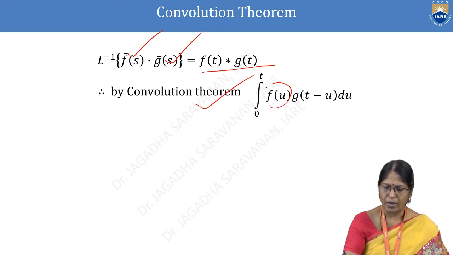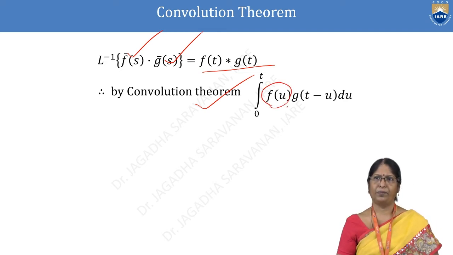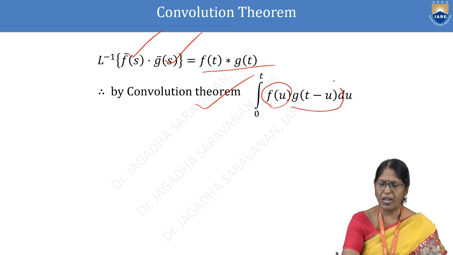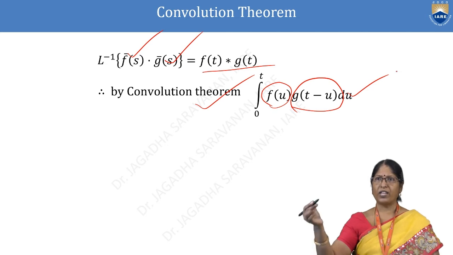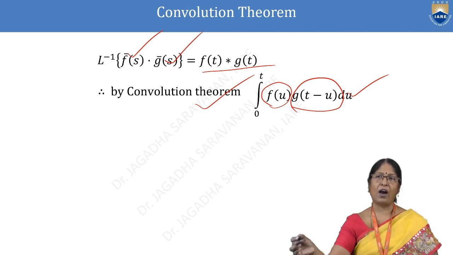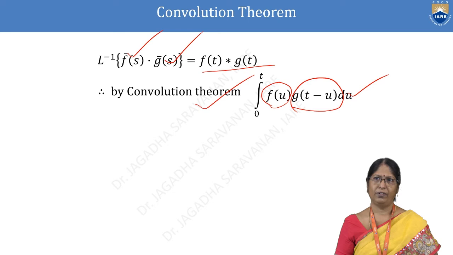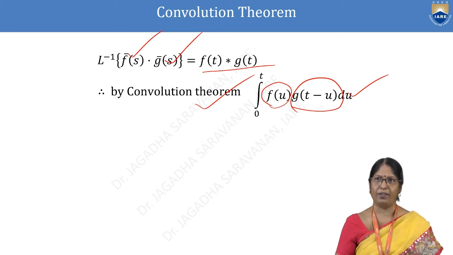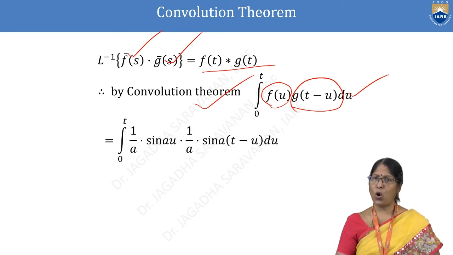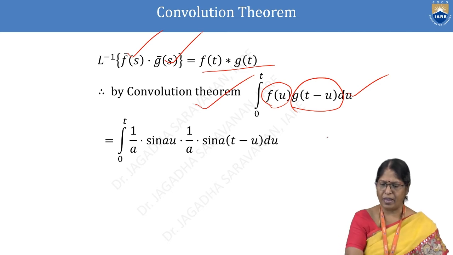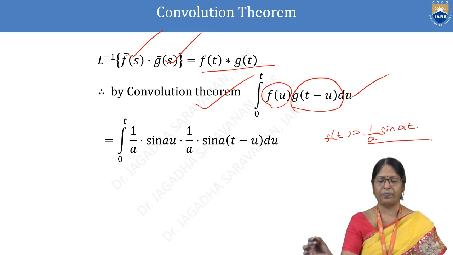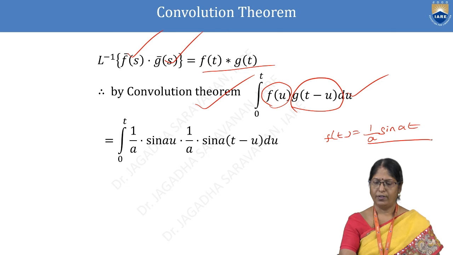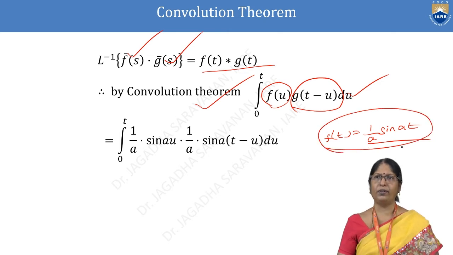So now f of u is there. G of t minus u is there. Here du, with respect to u we have to do the integration from 0 to t. We got it. That is f of t, we got 1 by a sine a t. That is in terms of t we got.